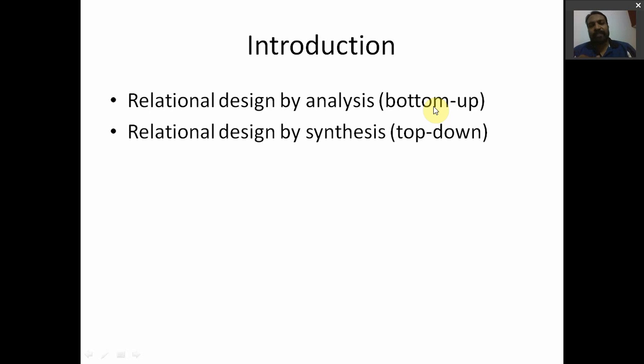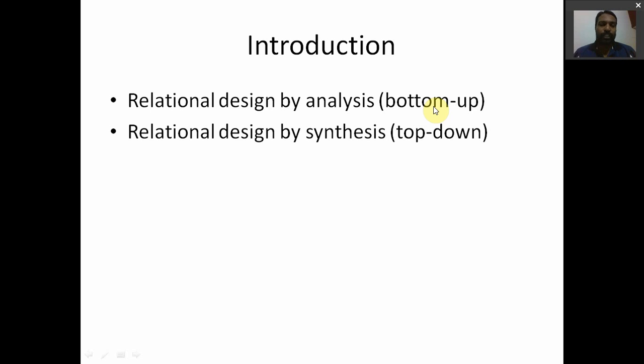In relation design by synthesis, we start with a universal relation with a set of attributes that can be a part of a particular database. For example, if you want to design a college database, we start with all the attributes that can occur in that database. So student name will be there, admission number will be there, phone number will be there, parents phone number, faculty name, PEN number of faculty, departments. Like that, there will be hundreds of attributes. So we'll start with the set of attributes.